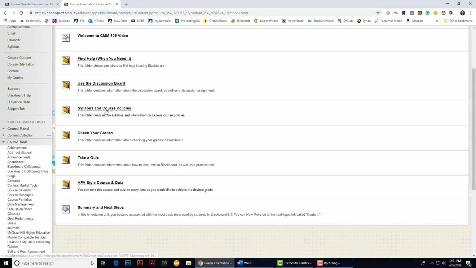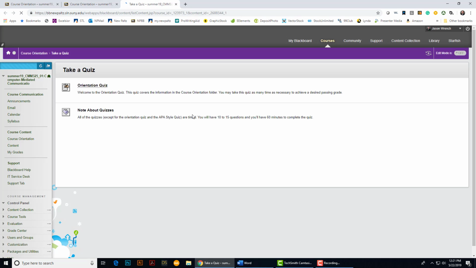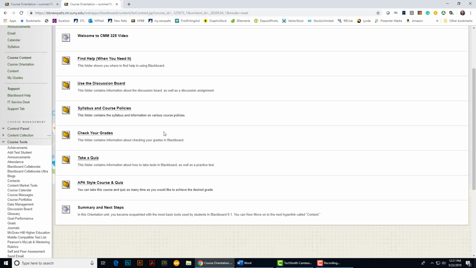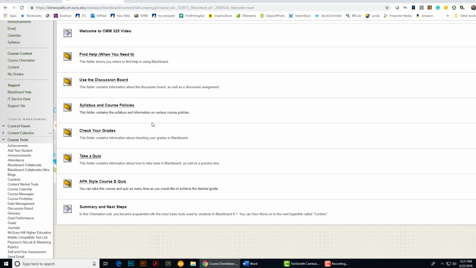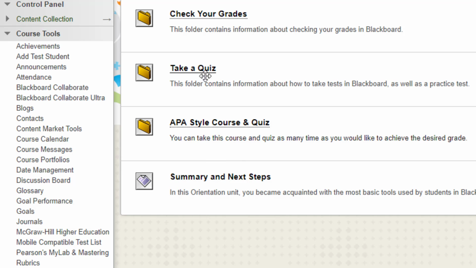And after that, you're going to see the check your grades. This is more information on Blackboard if you're not familiar with it. Here is where you're going to find that quiz. Notice this is the orientation quiz. And basically you have 10 to 15 questions. It takes 60 minutes to complete it. It should not take that long. The bulk of the information really is going to come from these folders, and predominantly on the syllabus and this video. Right under that is that APA style course and quiz.